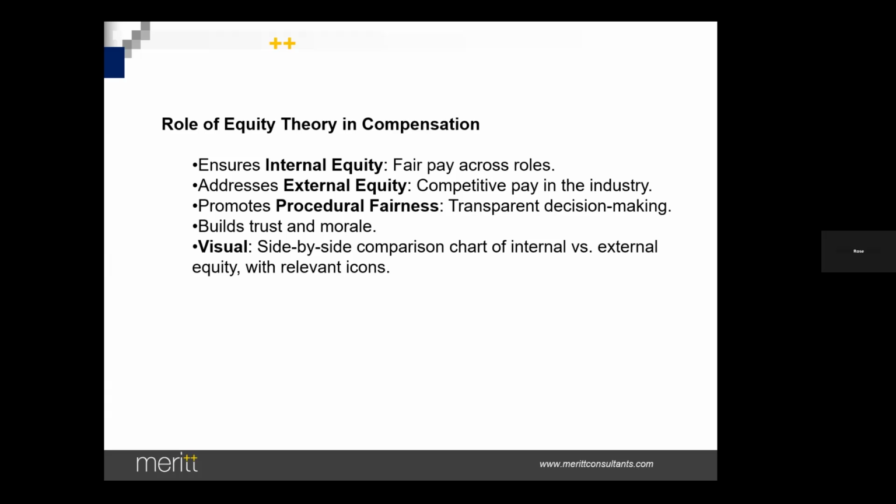Yes. And external equity is what? When I'm comparing jobs with the market. Market. Now, like a startup, Smaran said, we are a startup.